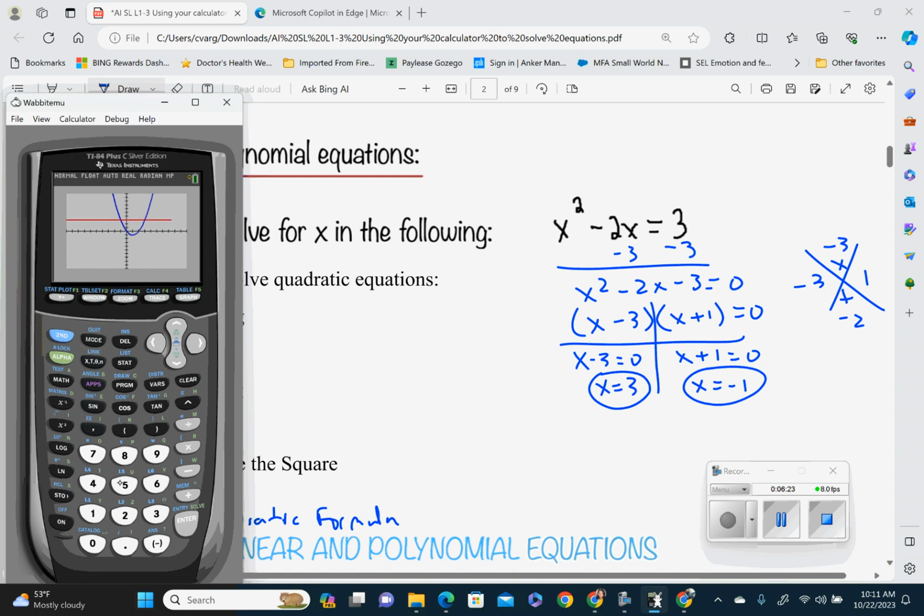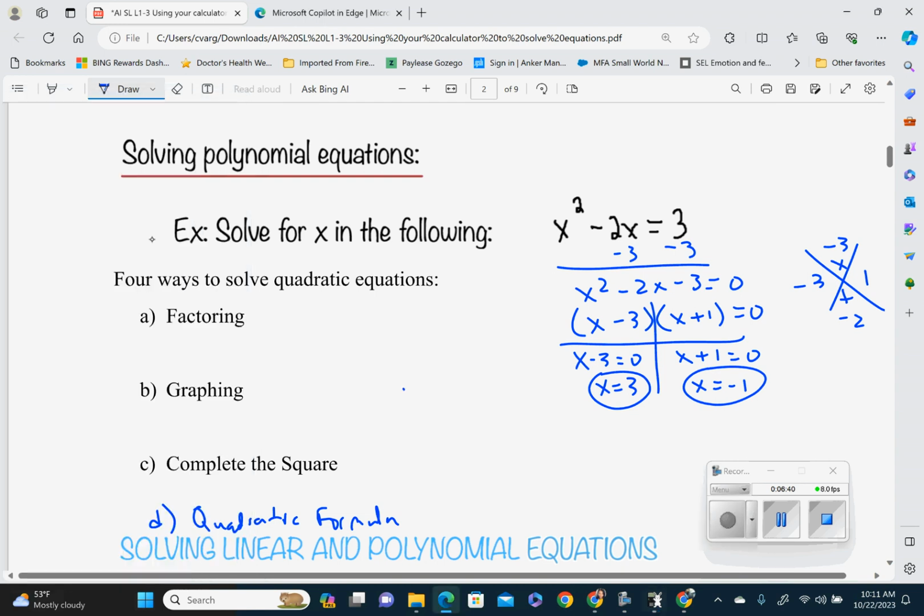So those are your two intersections, and you can see here negative 1 and 3, or you can do the steps, right? Second trace, option number 5, go next to a point, right? Enter, enter, enter, and you can do that for the other one, okay? So negative 1, we're only looking for the x, and over here it's going to be x equals 3. So that's factoring, that's graphing, completing the square, right? I'm not going to do that, but you could use completing the square or quadratic formula.